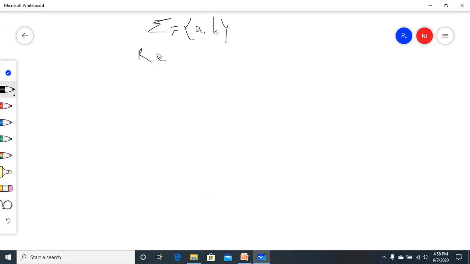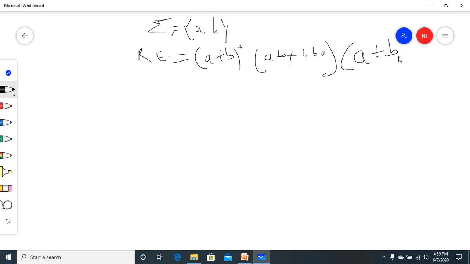The given regular expression is (A plus B) star, AB plus BBA, and the last part (A plus B) star. Okay, so this is our regular expression.